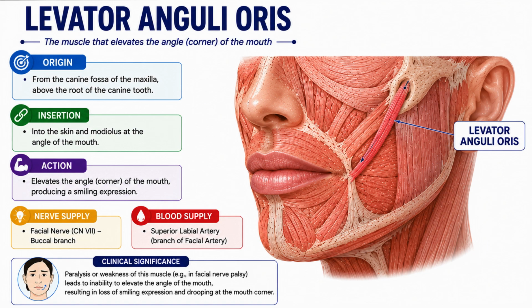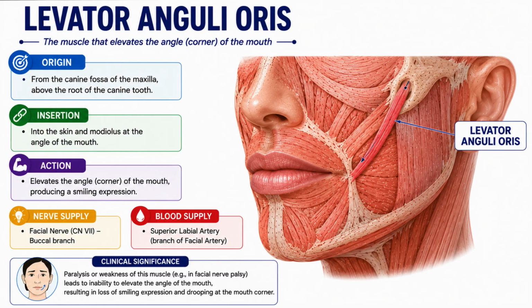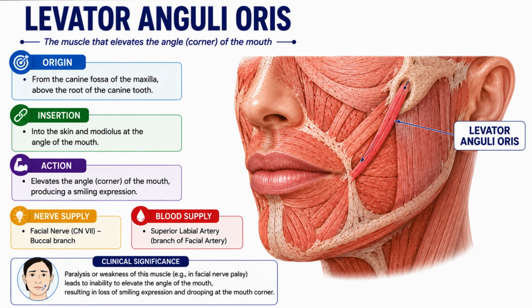Next muscle is the levator anguli oris. It is present just below the levator labii superioris. It gets its origin from the canine fossa of the maxilla, just below the infraorbital foramen. Its insertion is in the skin and the modiolus at the angle of the mouth. Its main action is also the same. It elevates the upper lip and the angle of the mouth, producing the smiling expression.